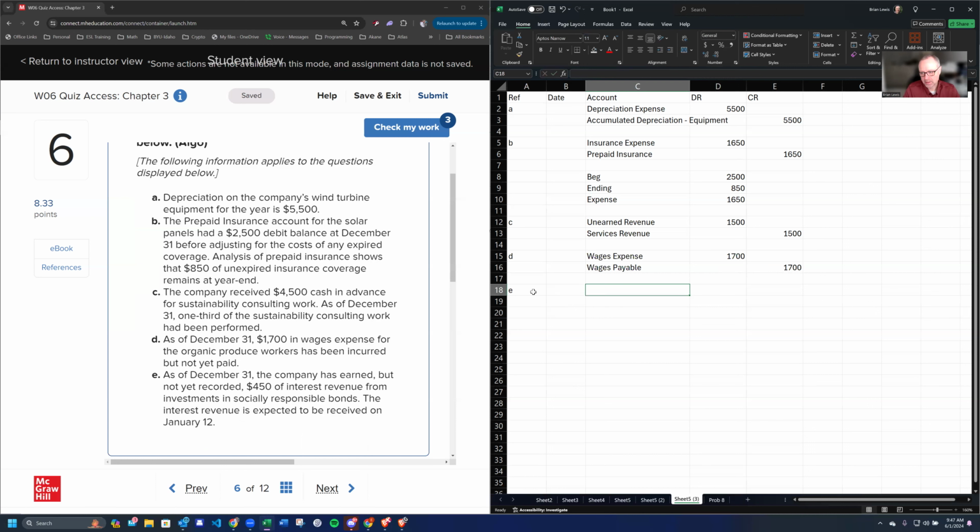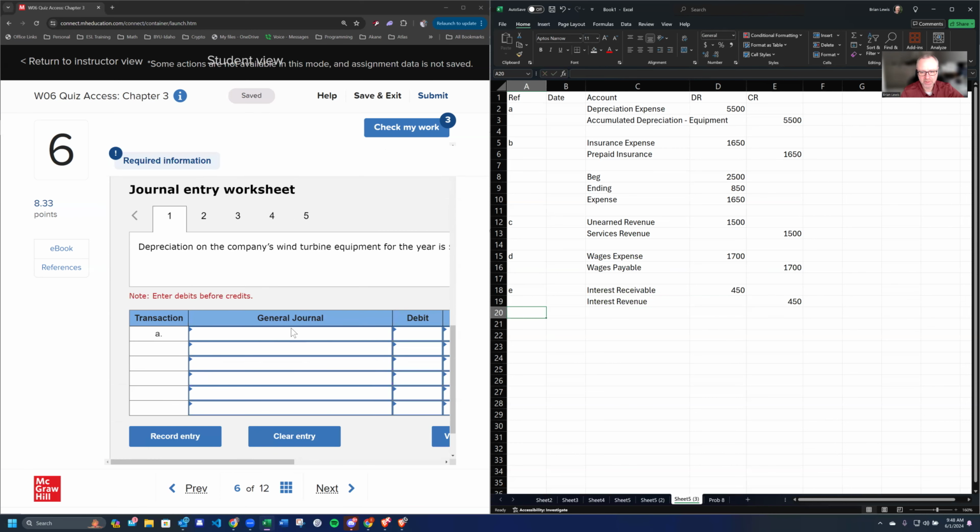E is, as of December 31st, the company has earned but not yet recorded $450 of interest revenue from investments. The interest revenue is expected. Okay, so interest revenue is actually a credit. So we want to start off with a debit, which is going to be interest receivable, and that's going to be $450. And then we're going to have interest revenue for $450. Okay, so let's go down here and drop those in here.